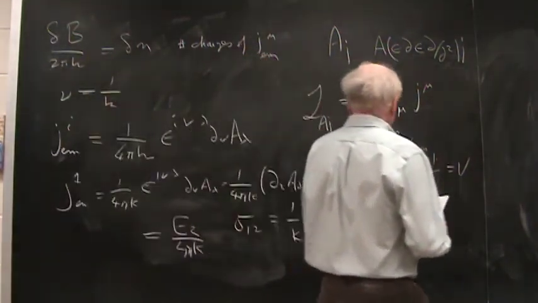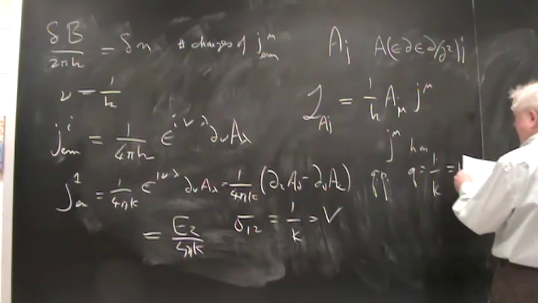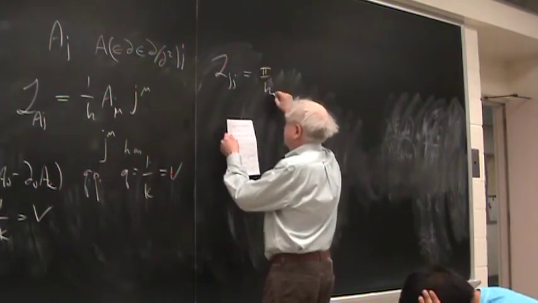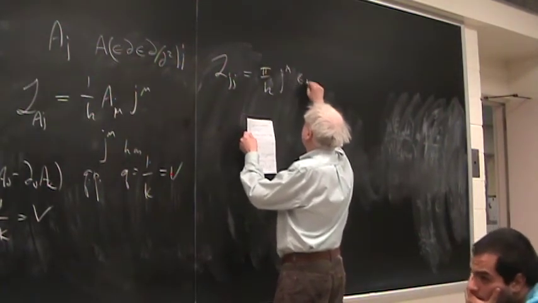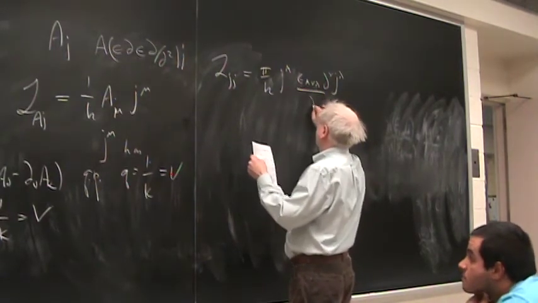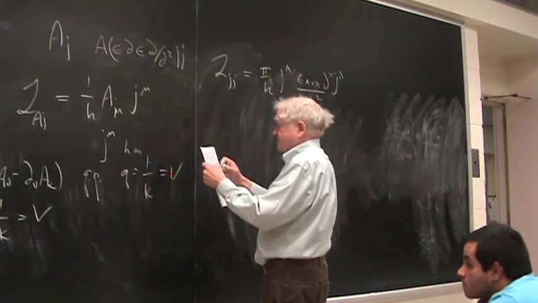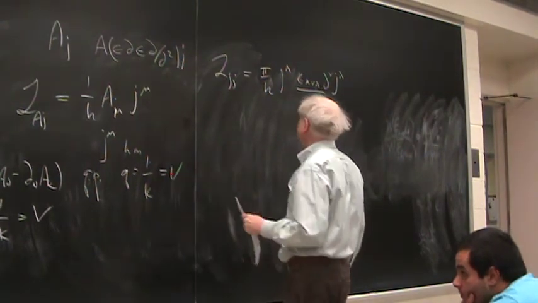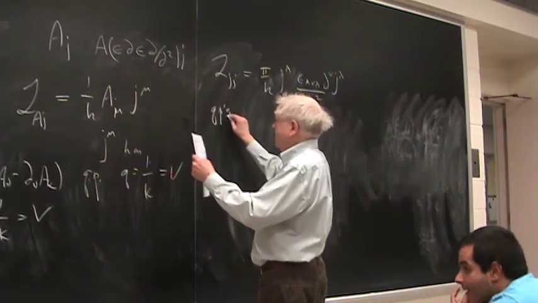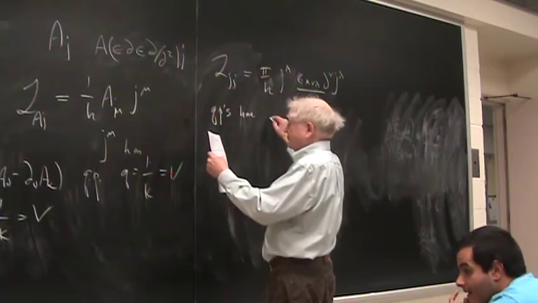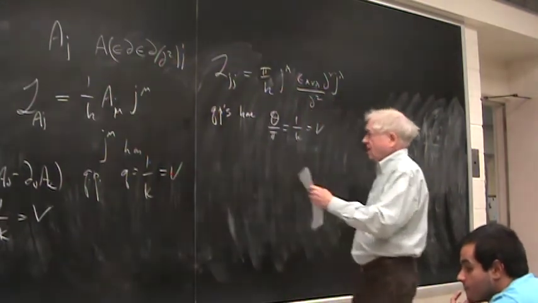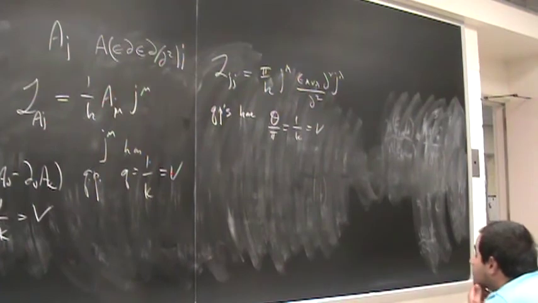Let's look, finally, at LJJ. LJJ is then pi over k, it turns out, J mu epsilon mu nu lambda d nu J lambda over del squared. And so the conclusion that is drawn at this point is that the quasiparticles have fractional statistics, theta over pi, 1 over k, which is nu. Frankly, where does that come from? I don't know.